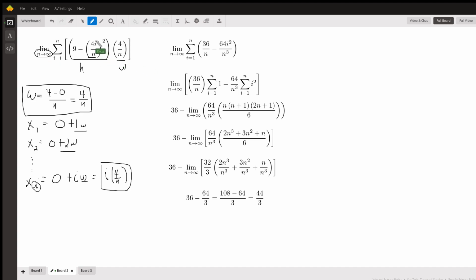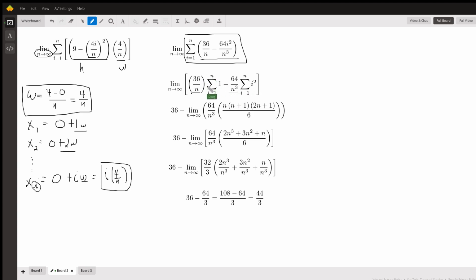So if we square this 4i over n and then distribute the 4 over n, this is what we get. And from here, we're using summation formulas. This sum right here can be broken apart into the sum from i equals 1 to n of 36 over n minus that. Remember, 36 and n are just constants, so I can move the 36 over n out front. I can move the 64 over n cubed out front of the summation symbol.